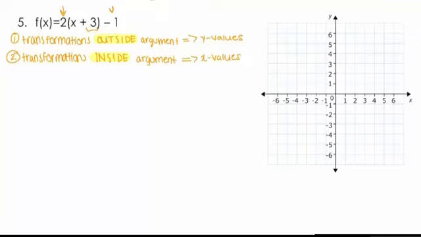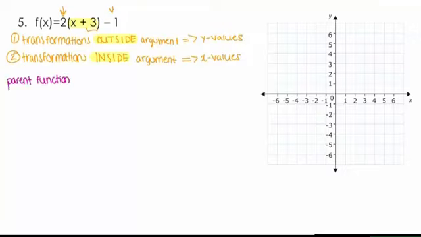So in this case, our argument is the x plus 3. So we automatically know our x values are going to be transformed by the positive 3, and our y values are going to be transformed by the multiplication of 2 and the subtraction of 1. To start graphing this, I like to start by identifying my parent function.